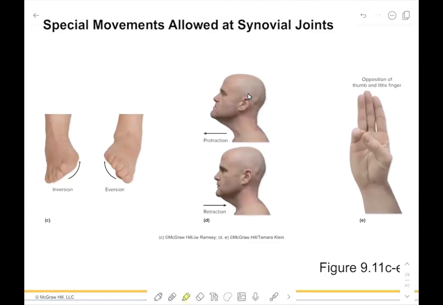Other special movements involve inversion and eversion. Inversion is raising the medial side of your foot. Eversion is just the opposite of that. Protraction is bringing the chin forward in this case. Retraction is pulling the chin backwards. Opposition is as simple as bringing the thumb to an opposite digit, which we see in this case.